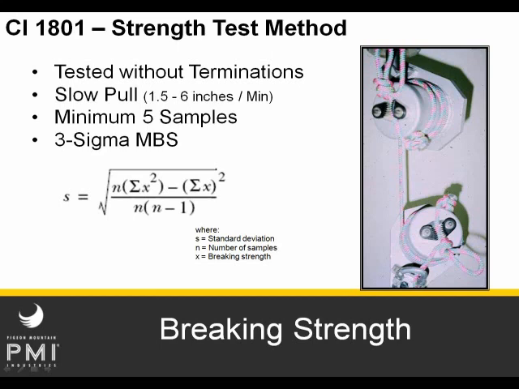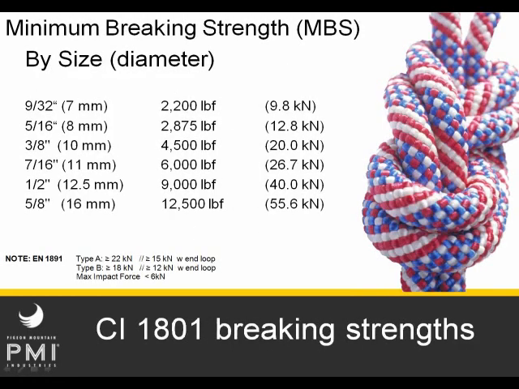So it's important to know that it's not an average breaking strength. It's not a highest breaking strength of a series of numbers. It's not our favorite number out of the number of tests that we did. It's actually 3 standard deviations below the mean. The Cordage Institute specifies minimum breaking strengths for various diameters of low stretch and static life safety ropes. Most ropes from reputable manufacturers will actually test higher than these figures, but the only way to know for sure is to ask for a third-party certification.